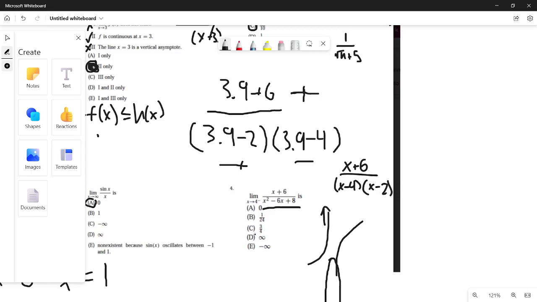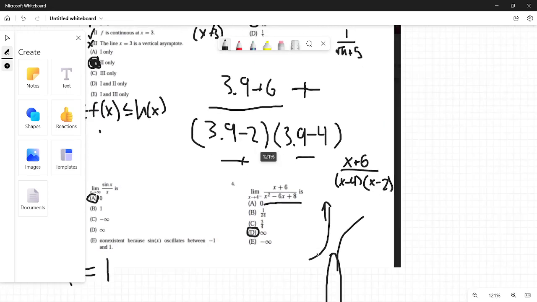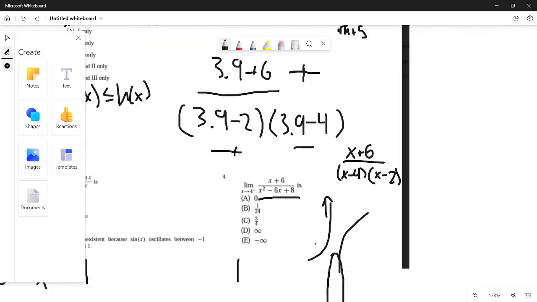Oh, mine is better, because on Desmos it says that it doesn't approach it. Wait, does it? It doesn't. No, it approaches negative infinity. How can you tell? How do you figure that out? How do you know this?